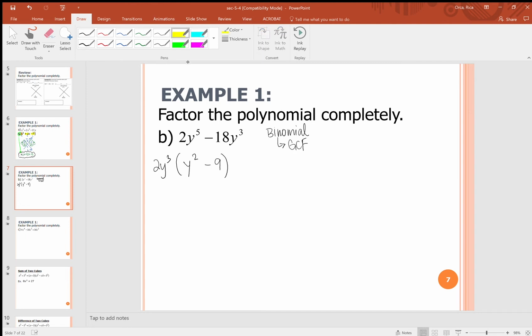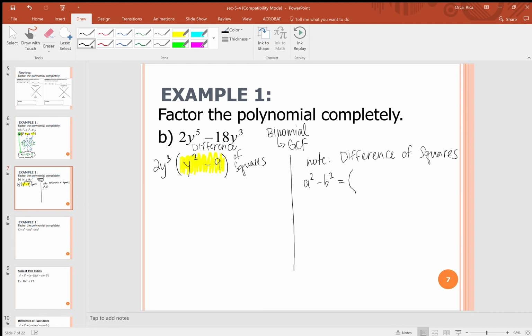Now if you look at the binomial, notice how we have a difference of two squares. Difference of squares are special because they take on this pattern. So a squared minus b squared, and once again, this is a difference of squares. When you factor this out, you'll get a plus b times a minus b.